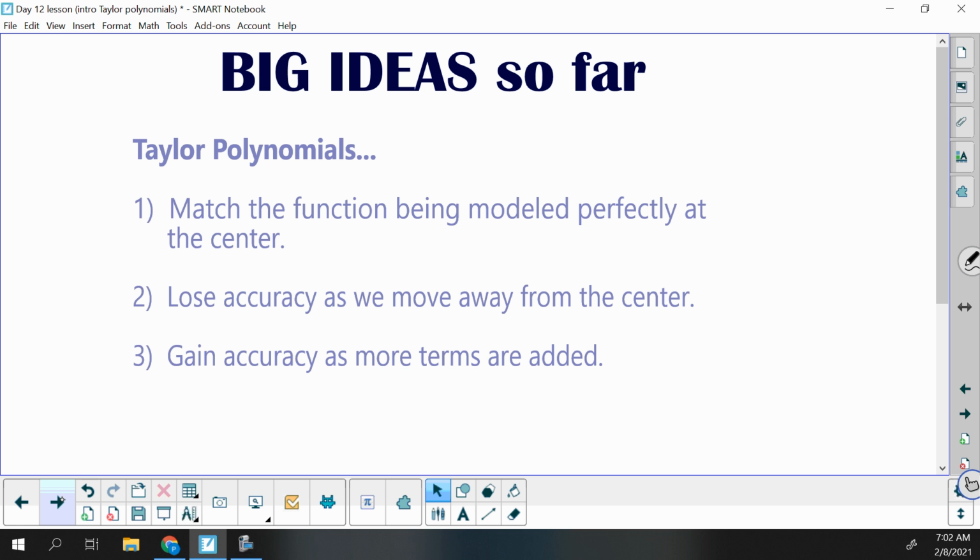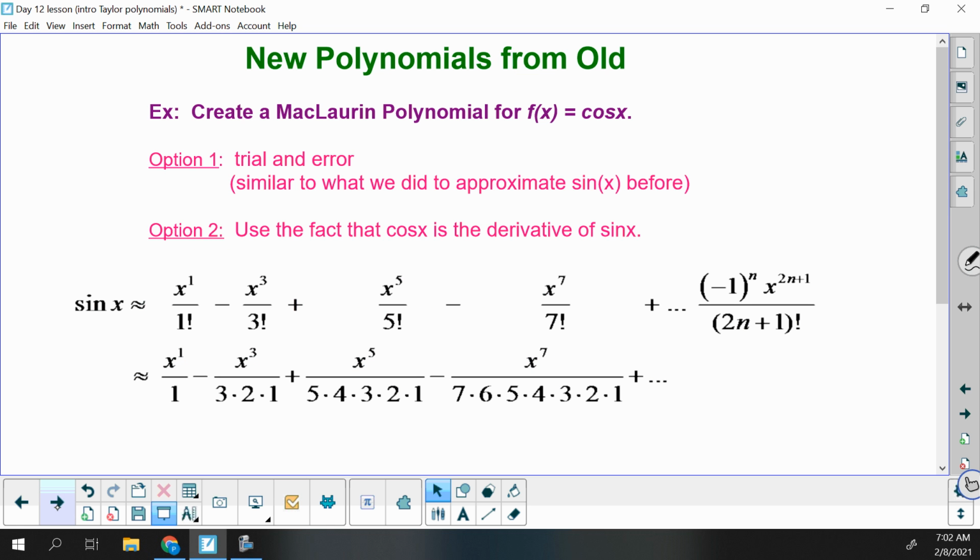So 3 big ideas that we've seen so far. Well, we've only seen one Taylor polynomial. We've seen it for sine. But a big idea in this half of the unit is using what we know to create new things. So let's say we want to create a Maclaurin polynomial for cos x. Maclaurin, again, means we're centered at 0. We could do trial and error like we did for the sine one. Or we could use some calculus.